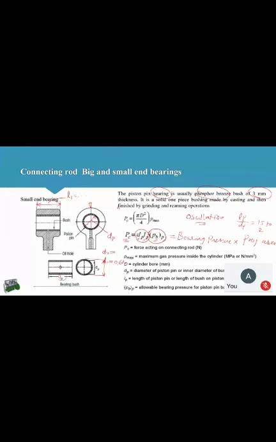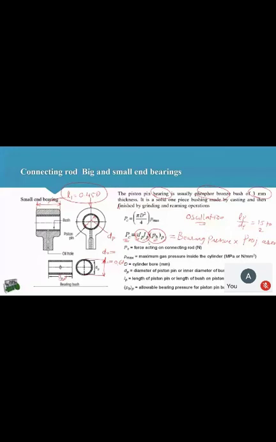We took it as 0.45 times of d, correct? But what we have to do, we need to determine in the form of lp. So if I have both of this unknown, I can assume bearing pressure and I can find out dp first, then lp. Is this clear?